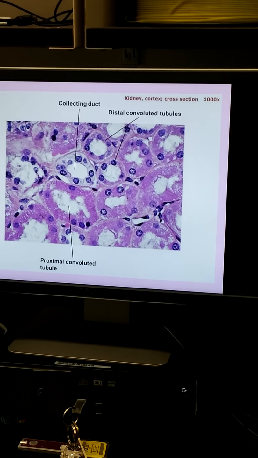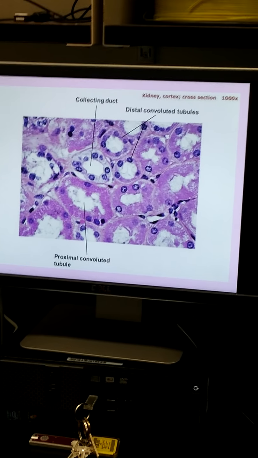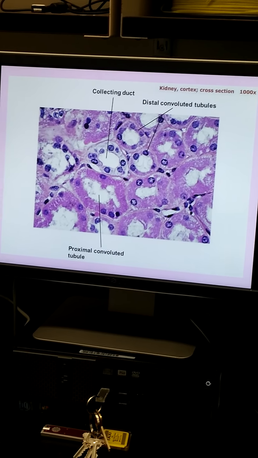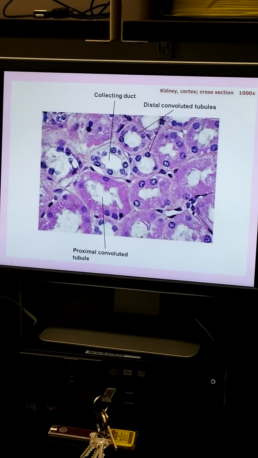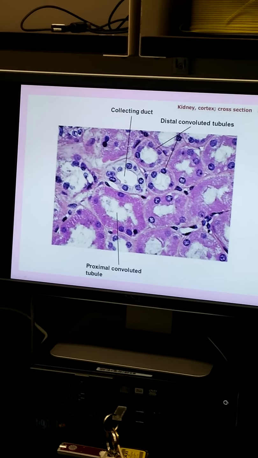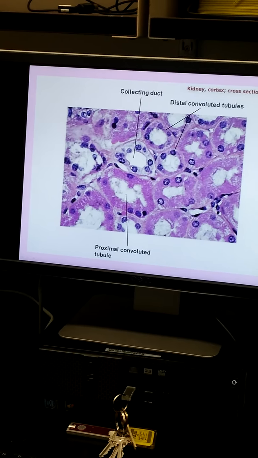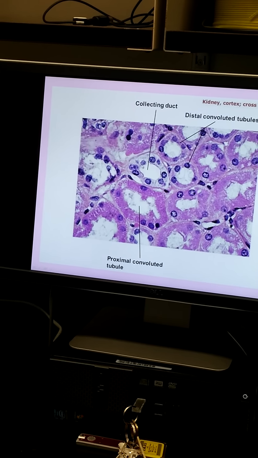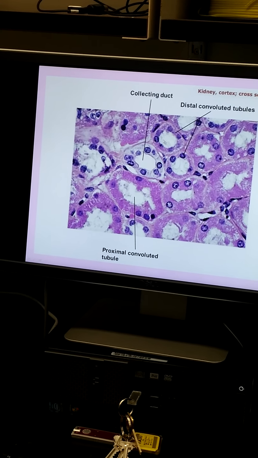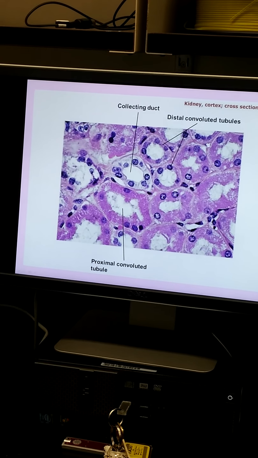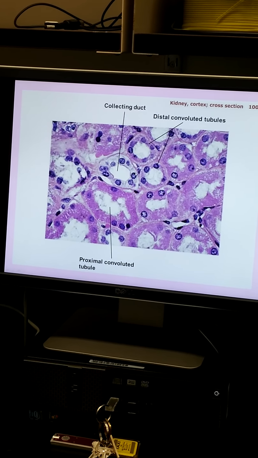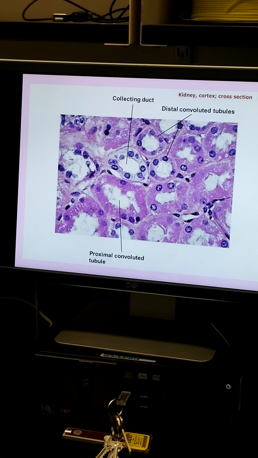And what are the cells of the PCT? Simple cuboidal, right? So in the DCT, you don't see that. And in this one, you have an adjacent collecting duct, and the lumen is slightly bigger than the distal convoluted tubules. That's how you can differentiate that. It's also wider here, look.